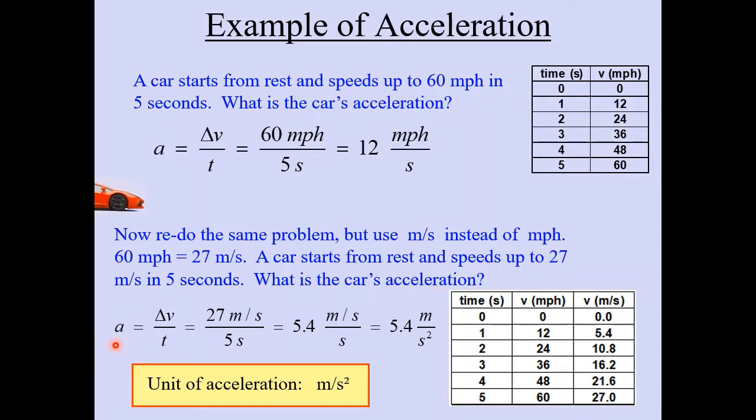So again, acceleration, a, is equal to delta v over t. Delta v is now 27 meters per second divided by 5 seconds. 27 divided by 5 is 5.4 meters per second per second. Well, instead of writing meters per second per second, we can combine the two s's here, since they're both multiplied together, and we can write it as 5.4 meters per second squared. So the units of acceleration are meters per second squared.